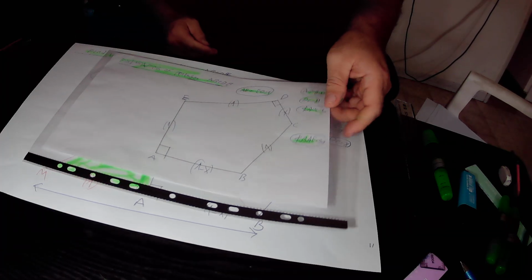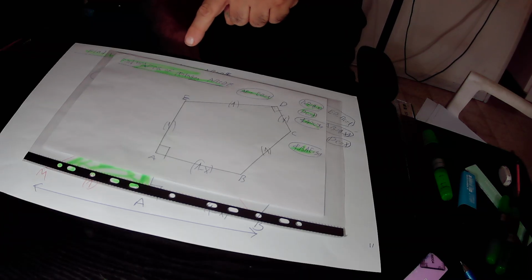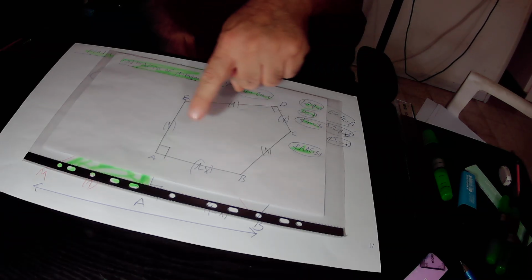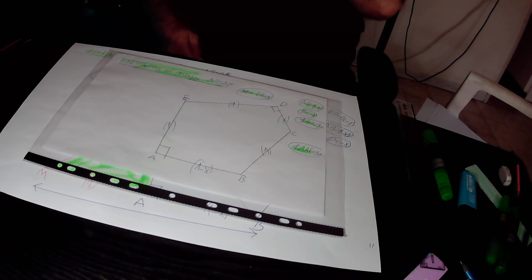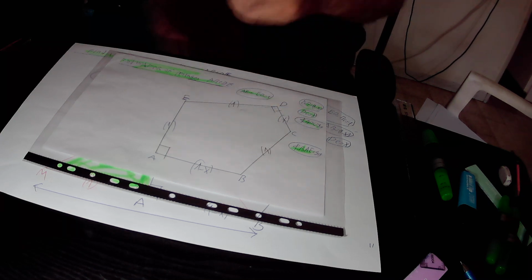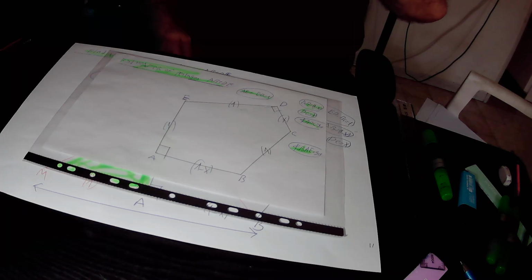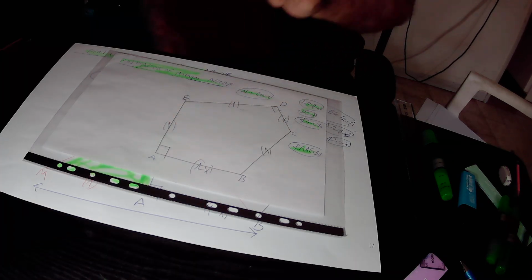Our task in the first question was to find out the area of this pentagon ABCDE. So first of all, what is a pentagon? A pentagon is a flat closed shape with 5 straight sides and 5 interior angles. In this pentagon ABCDE, we have 1, 2, 3, 4, 5 sides and also 1, 2, 3, 4, 5 interior angles.